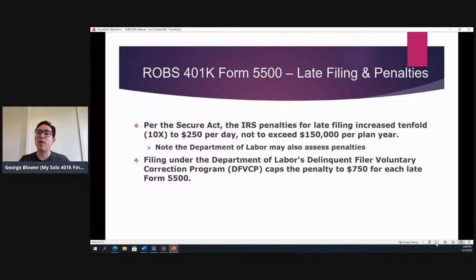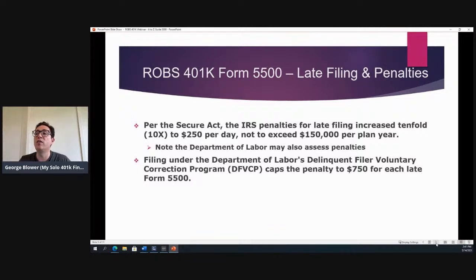Now let's talk about late filing and penalties. Under the Secure Act, the penalties for late filing increased significantly. In fact, they increased tenfold to $250 a day to as much as $150,000 per plan year. And those are the IRS penalties. On top of that, the Department of Labor may assess their own penalties.